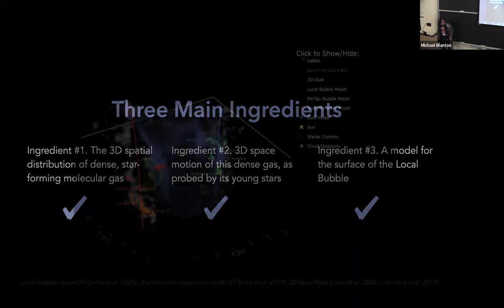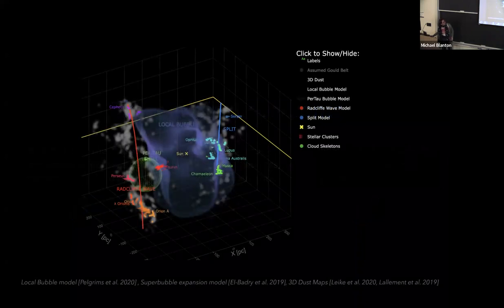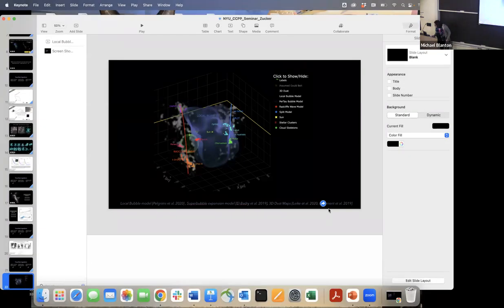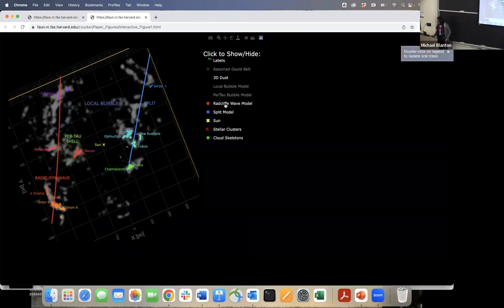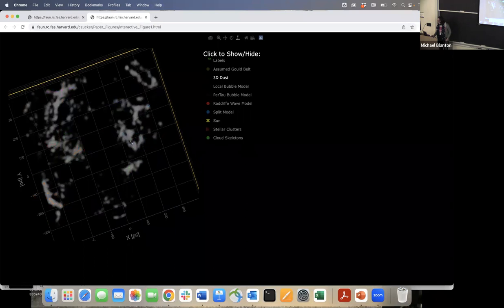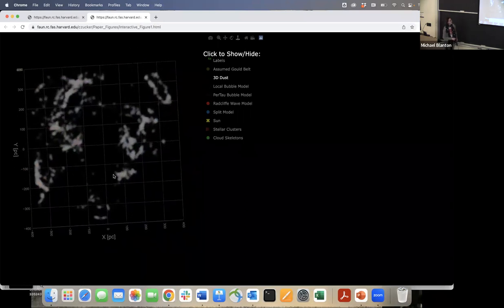Okay, so we have our three main ingredients. And so I just want to show you this in three dimensions really quick in an interactive figure. Let me click here. So I'm going to turn some stuff off. So this is a cutout of the region right around the sun in our solar neighborhood. So the sun's right here. This is us looking down from the Milky Way from above. This is going out to about 400 parsecs, so it's a tiny chunk of the galaxy.